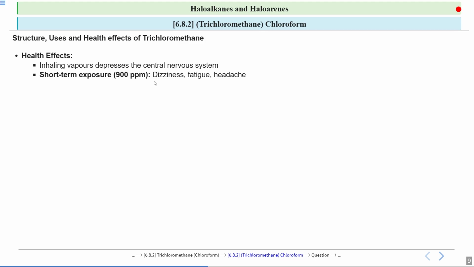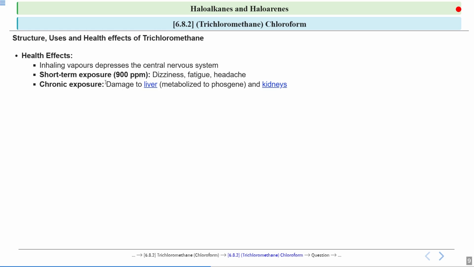So in the short-term exposure, it can cause you dizziness, fatigue, and headache. These are the effects on the health of a human being after the short-term exposure of chloroform. If you take chronic exposure, it can damage your liver, which is metabolized to phosgene, and kidneys. So chloroform, in chronic exposure, means more than enough.